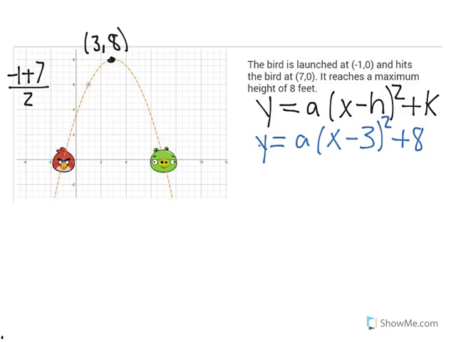Now again, my goal for this problem is to be able to solve for A. In order to do that, what I need to do is use one of the points that are on the graph that's not the vertex. So I could use -1, 0, or I could use 7, 0. I'm going to use 7, 0 for this one. So I'm going to plug in 0 for y and 7 for x.